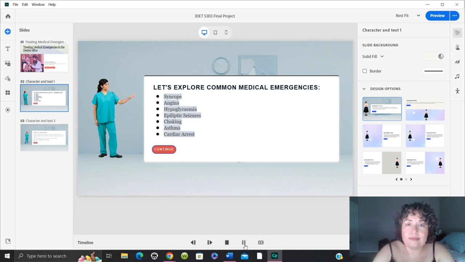First, let's explore common medical emergencies. Syncope, angina, hypoglycemia, epileptic seizures, choking, asthma, and cardiac arrest.